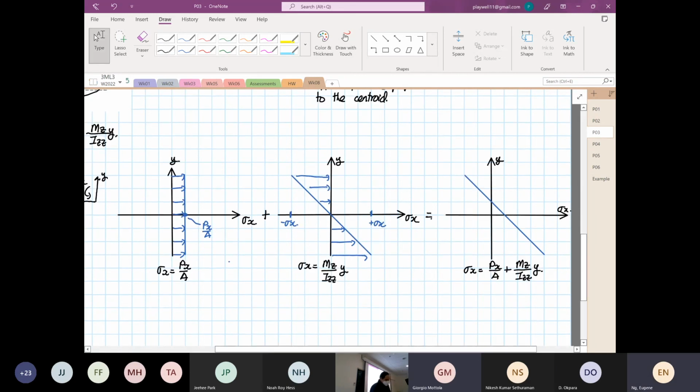So what you see over here is this. I want you to focus on both diagrams. Over here is what we have, known as centric loading, right?